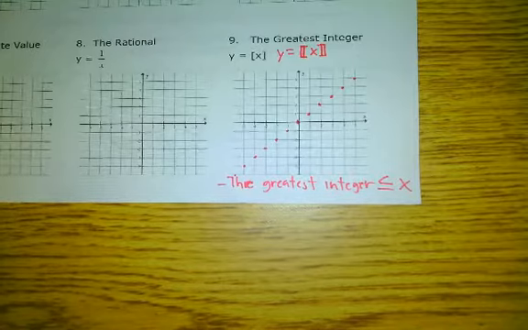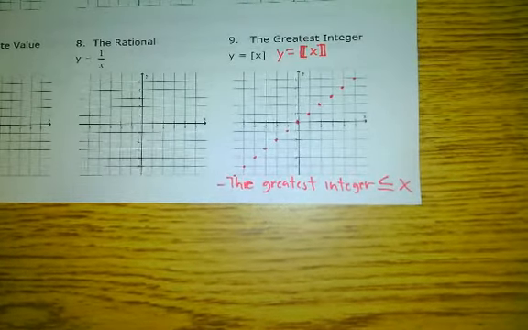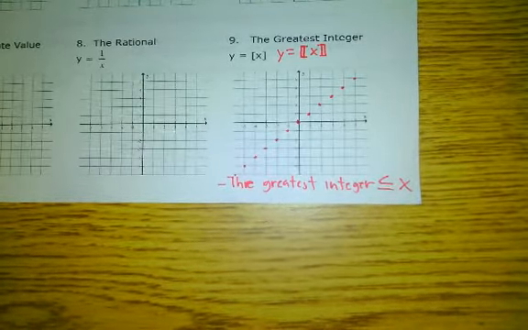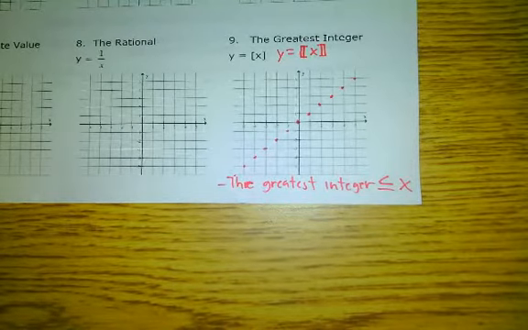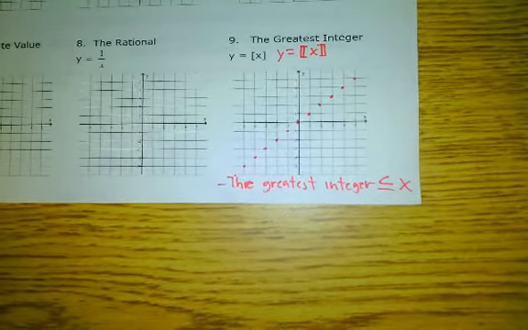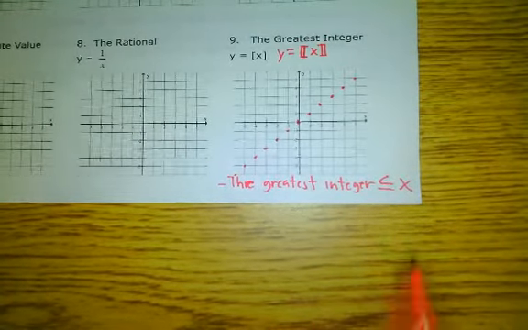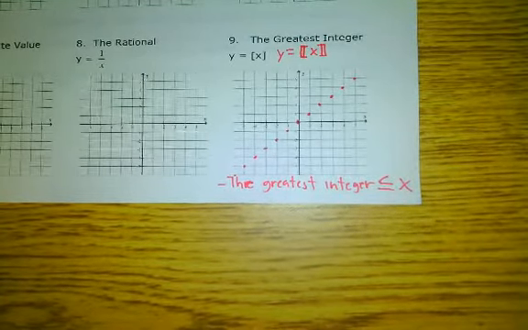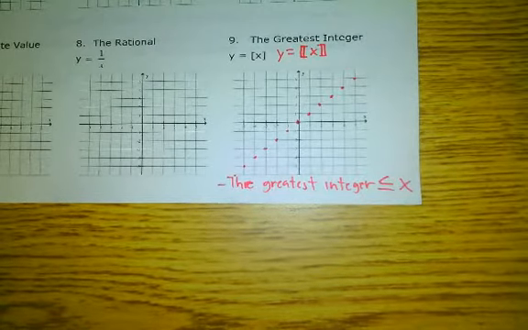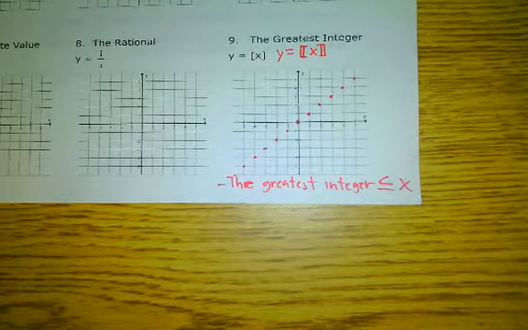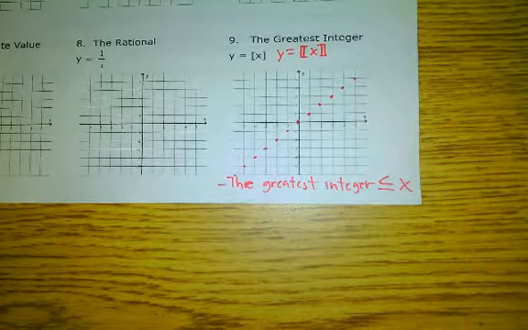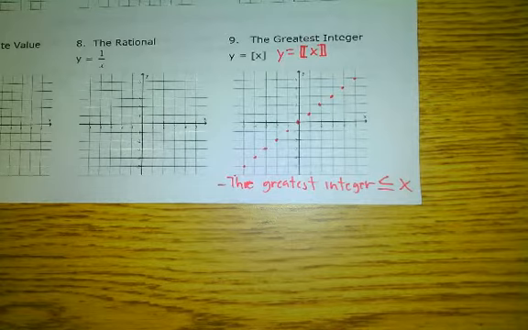Let's start between 0 and 1. Pick a number. 0.75. Great. If you plug 0.75 into the definition, what is the greatest integer that is less than or equal to 0.75? 0. Right? Because 1 would be greater. So you're going to plot the 0.